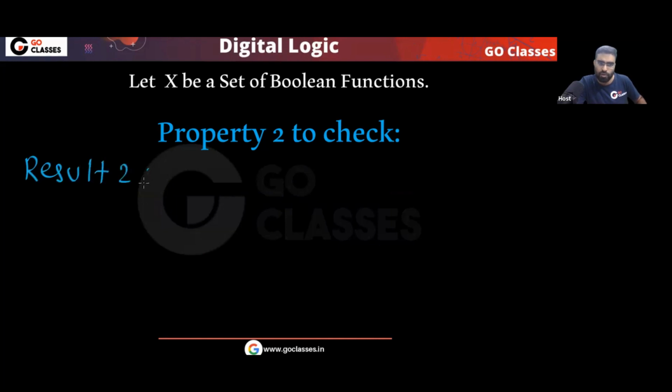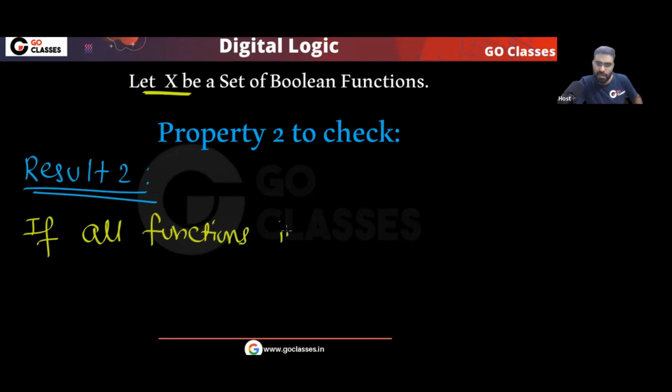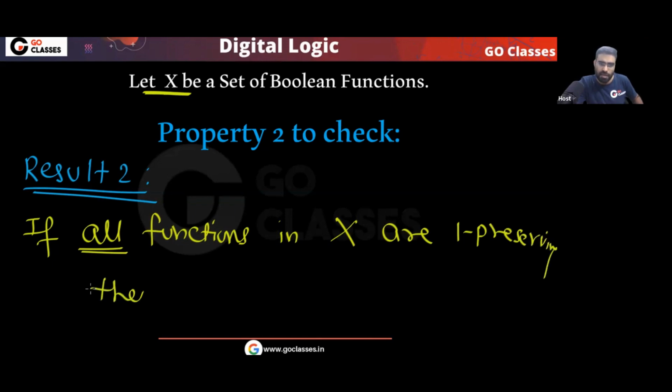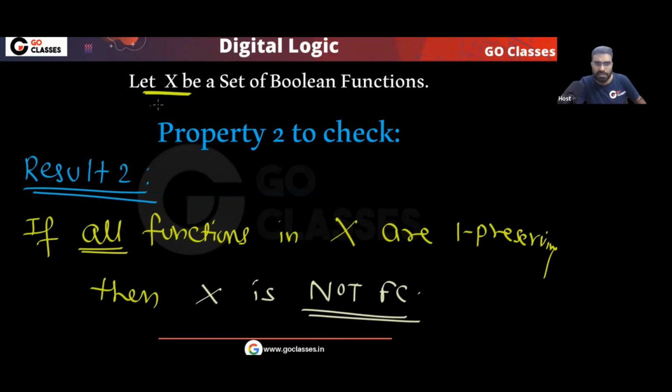Now this is your result number 2. If all the functions in x are one preserving, then x is not functionally complete. Okay, is this clear? I give you a set x, and in this set x, if all the functions are one preserving, then x is not functionally complete. This is a result. Okay, don't worry, just keep watching.